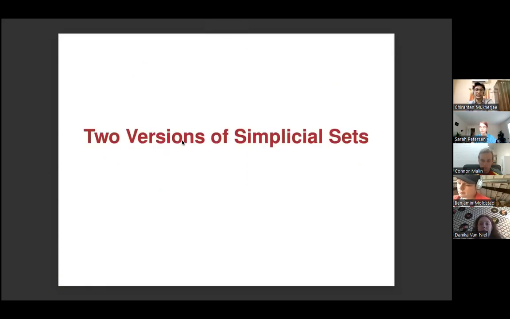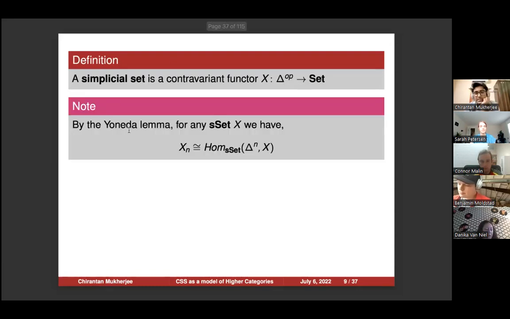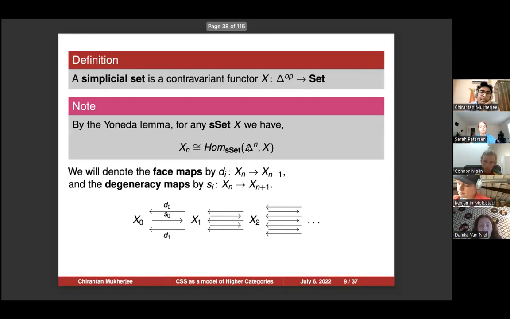So let us start by looking at simplicial sets. A simplicial set is a contravariant functor from the category of finite ordinal numbers to the category of sets. Using the Yoneda lemma, we can define a simplicial set X level-wise as X_n is isomorphic to the set of morphisms from Δ^n to X, which from now on we will denote as Hom(Δ^n, X), where Δ^n is the standard n-simplex.